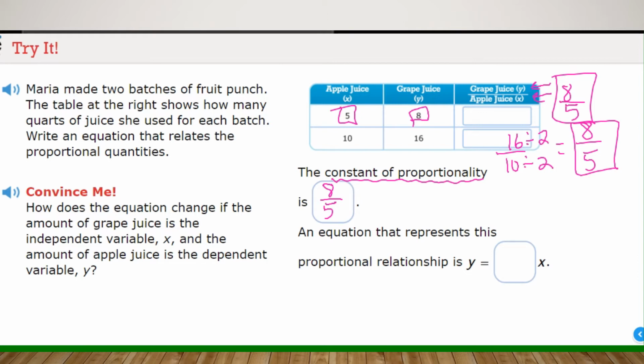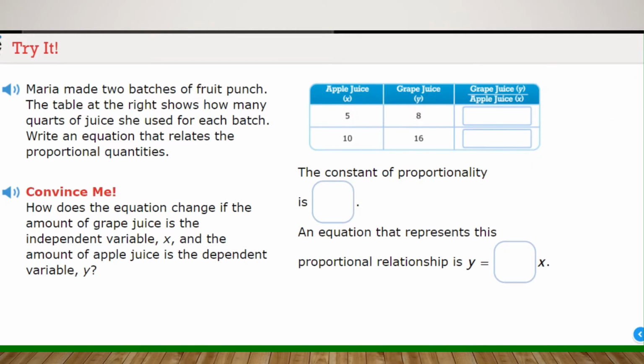An equation that represents this proportional relationship is Y equals 8/5 X. Remember, our constant of proportionality is our K. You may see it as Y equals MX, and that will be our M. Now we have to figure out how it would look if we switch the independent and dependent variable. Instead of apple juice being our independent variable X, we're going to change this to Y, our dependent variable. Now we're going to change grape juice to X, our independent variable.